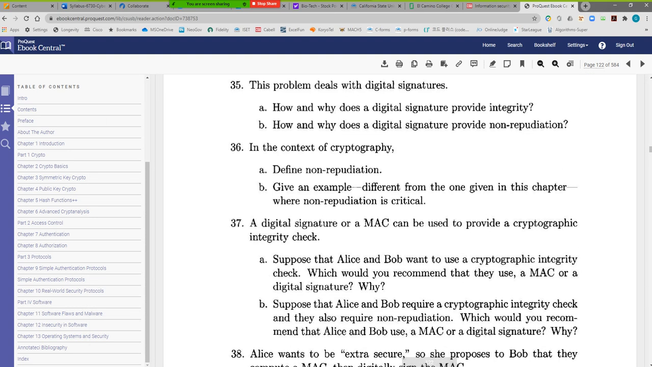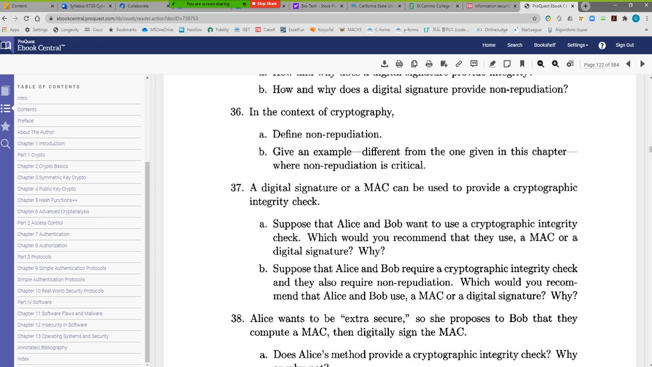Now the next one. 4.37 is, I think, the last problem. The digital signature or the MAC can be used to provide a cryptographic integrity check. Part A: suppose that Alice and Bob want to use a cryptographic integrity check. Which would you recommend they use, MAC or digital signature, and why? Part B: suppose that Alice and Bob require the cryptographic integrity check and also non-repudiation. Which would you recommend they use, MAC or digital signature? Think about it.